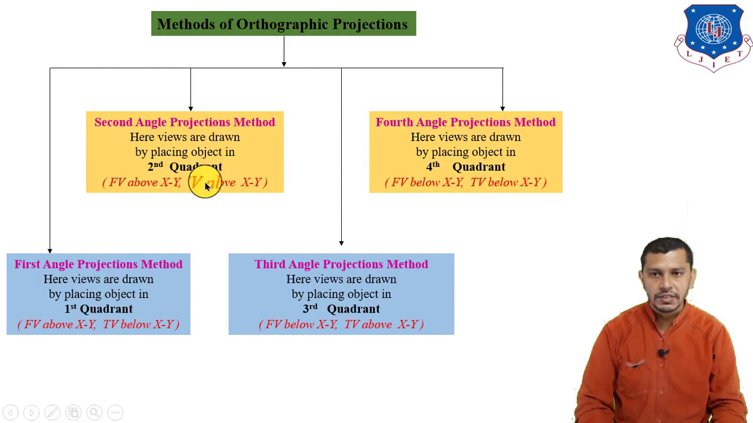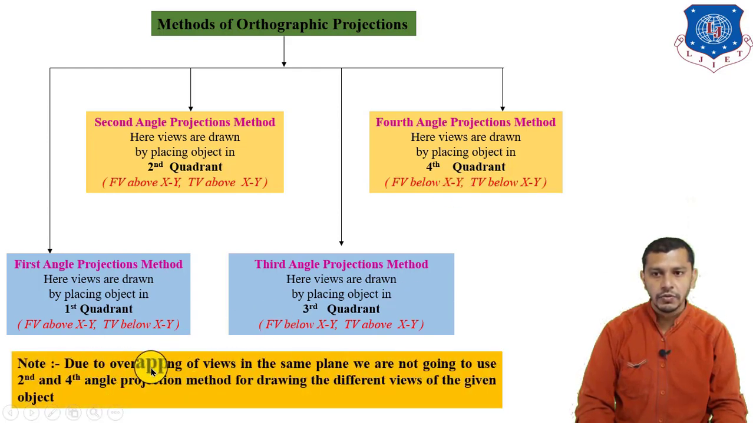So in the second angle projection method, as you have observed, the front view and top view both are above the XY reference line. That means the front view and top view of the given object are both in the same plane and above the XY reference line, whereas in the fourth angle projection method, the front view and top view of the given object both are in the same plane and below the XY reference line. So due to the overlapping of the views in the same plane, we are not going to use the second and fourth angle projection methods for drawing the different views of the given object.